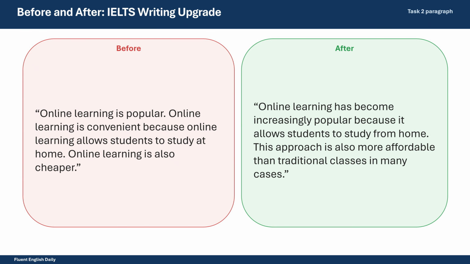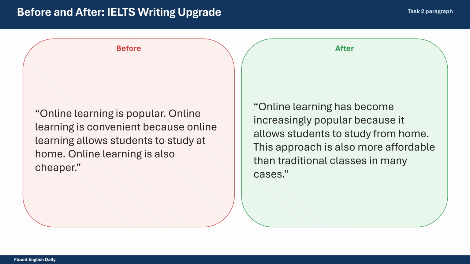Now let's compare two versions of a Writing Task 2 paragraph. The first version is, online learning is popular. Online learning is convenient because online learning allows students to study at home. Online learning is also cheaper. The phrase online learning is repeated in every sentence. The improved version is, online learning has become increasingly popular because it allows students to study from home.